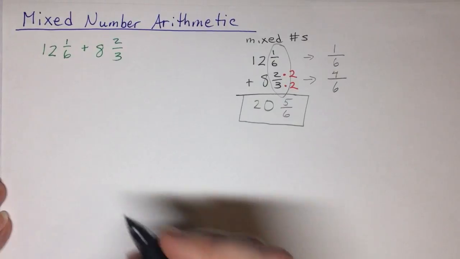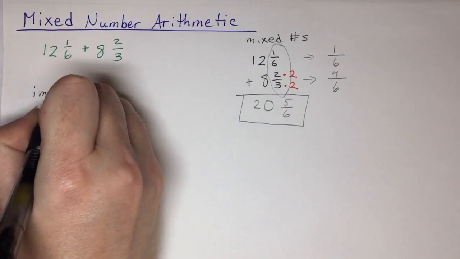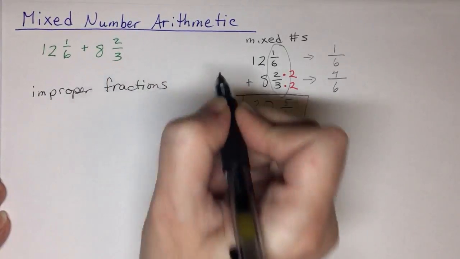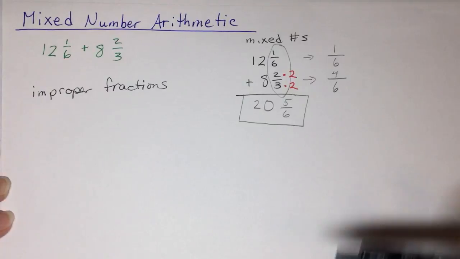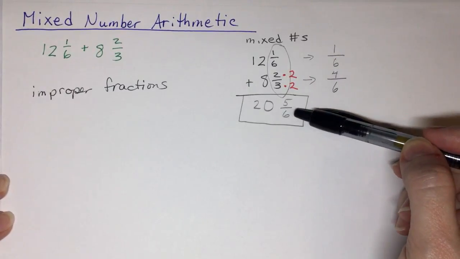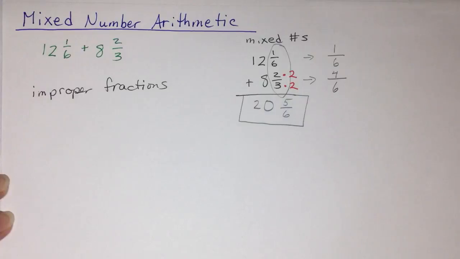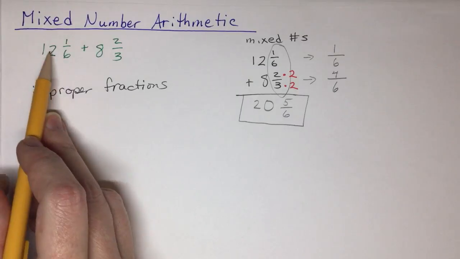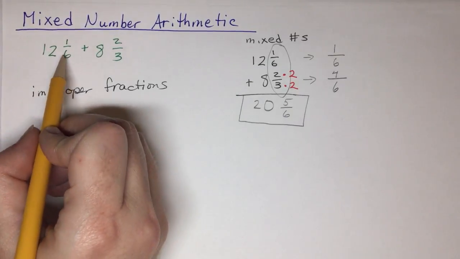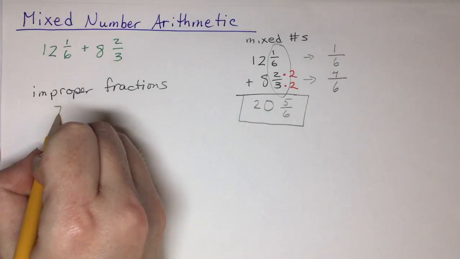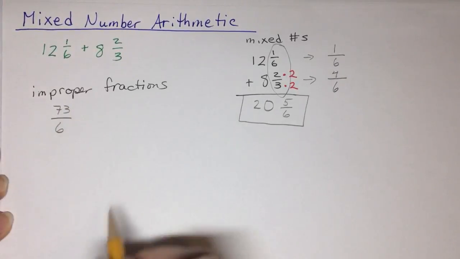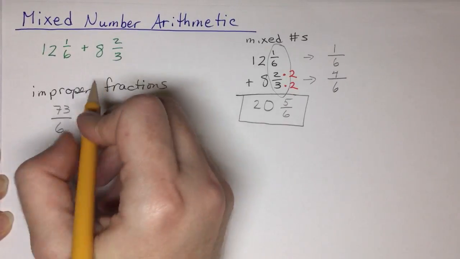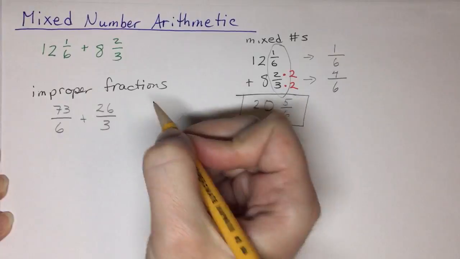Now the other way I can do this is I can convert to improper fractions. The drawback with mixed numbers would be if I had something like 7/6 here, and then I'd have to move back and change the mixed number. I can always convert a mixed number to an improper fraction. 6 times 12 is 72, plus 1, 73/6. Plus 8 and 2/3, 3 times 8 is 24, plus 2, 26.